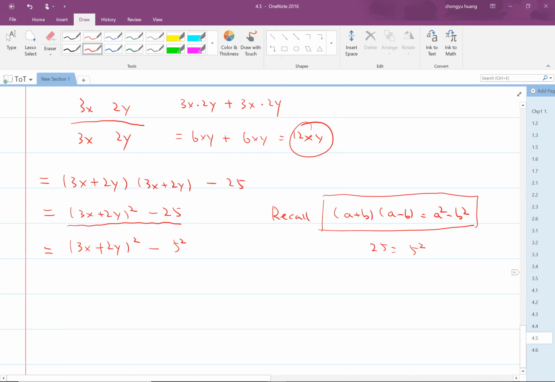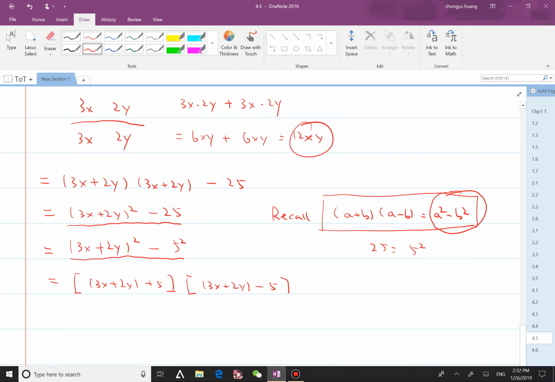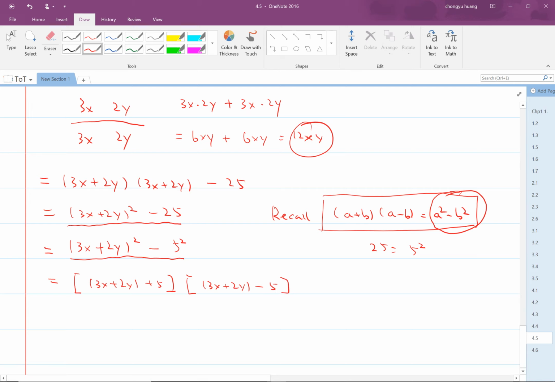Now you look at this part. Now it seems familiar, right? So we can apply the property over here. All you're going to do is use the property like this. So you write it down like this, and this is factored even more.